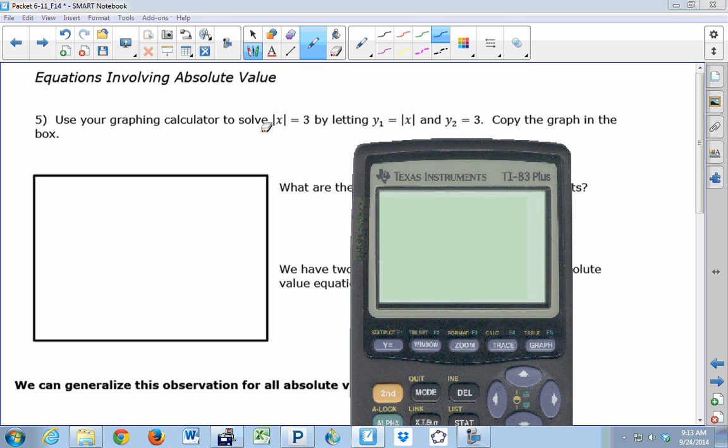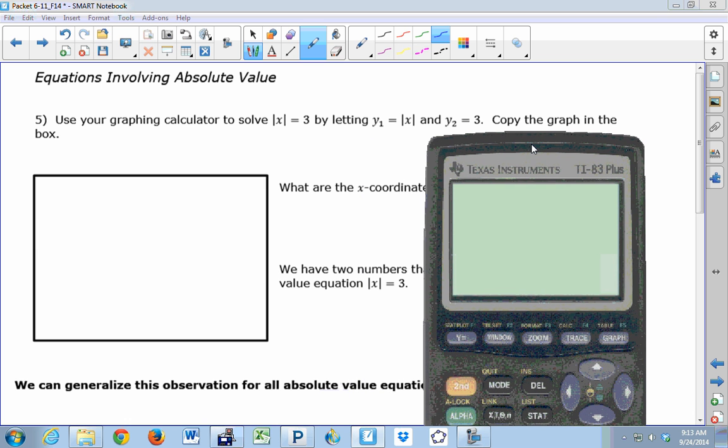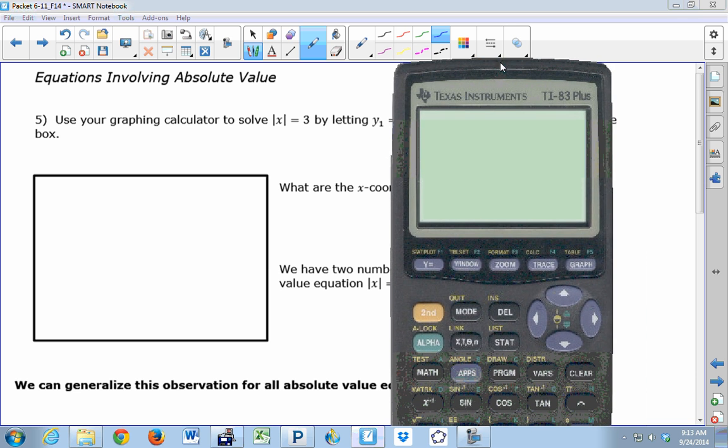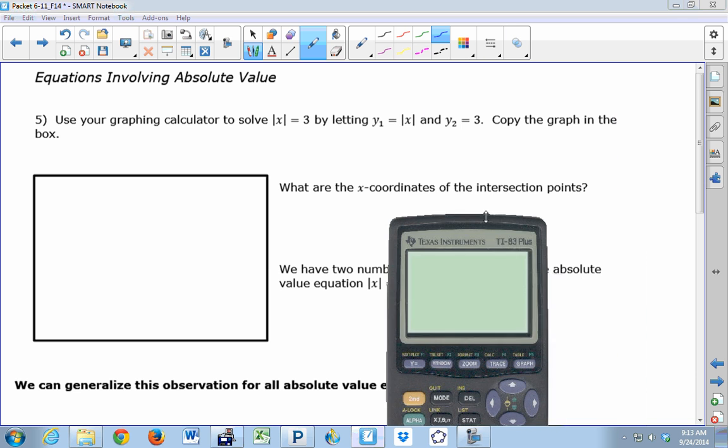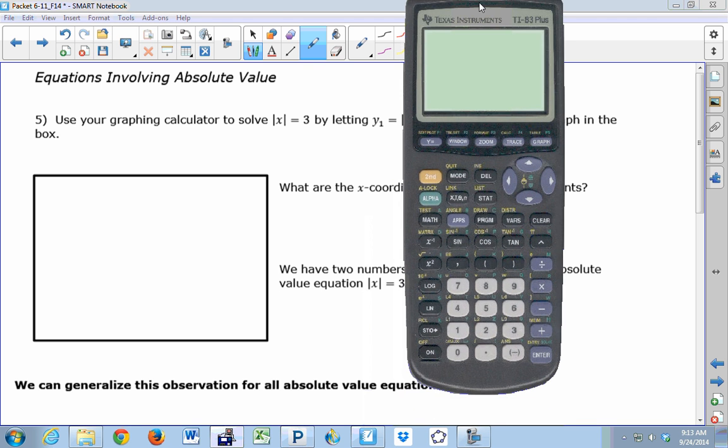So we're going to use the idea of taking the left-hand side and putting it in for y1, and the right-hand side and putting it in for y2. And we're going to see where they what? Intersect. Okay, so let's take a look at where they intersect. If you have a calculator, great. If not, we'll just copy out the screen here.